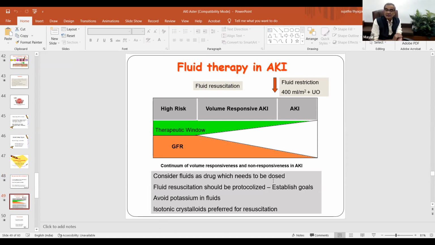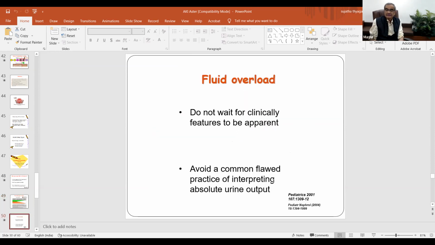I think we talked about this, that fluid therapy is very important. You don't want to underhydrate, or you don't want to overhydrate. Fluid overload, don't ignore it. Cumulative fluid overload. And as I mentioned, avoid the common flawed practice of interpreting absolute urine output. Always relate it to the fluid intake.